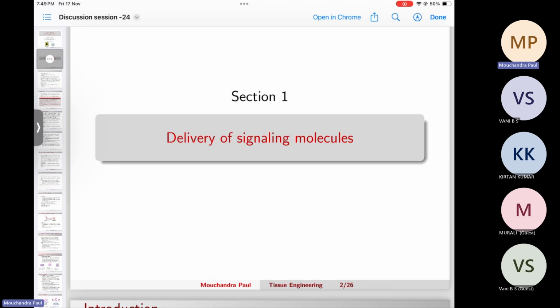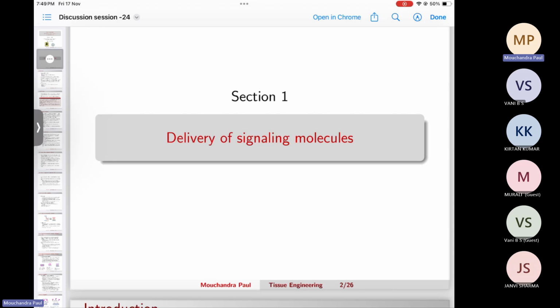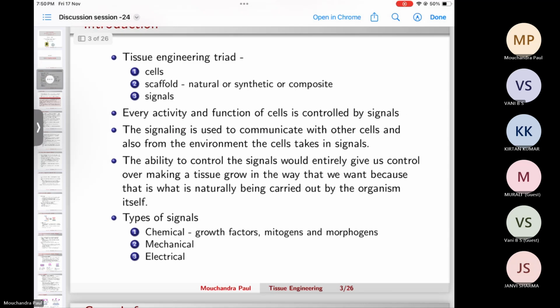But in order to direct the cellular behavior into a desired direction, we have to take the help of signaling molecules, right? So that is what we will discuss, how we will deliver these signaling molecules into a tissue engineering construct, so that these molecules can guide the cellular behavior, right? So the tissue engineering triad means any tissue engineering scaffold has three components that we already know: cells, scaffold, and signals. And the activity of the cells is controlled by signals.